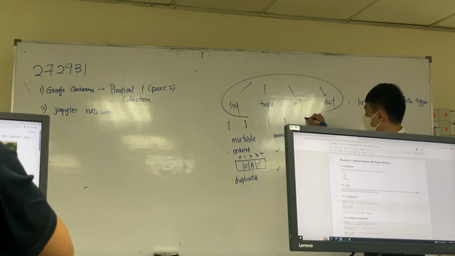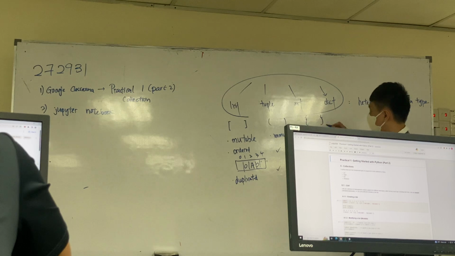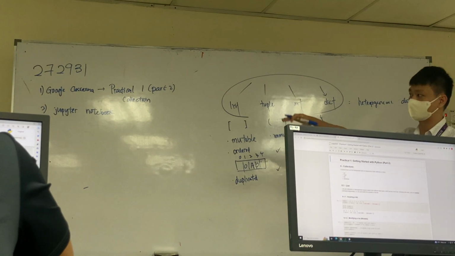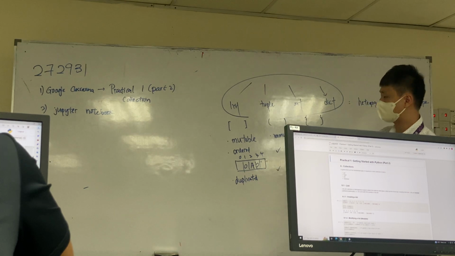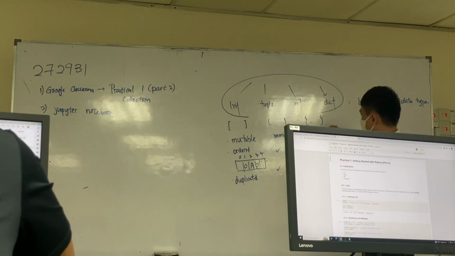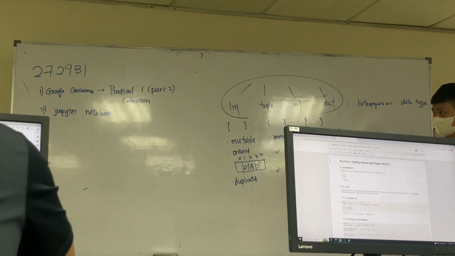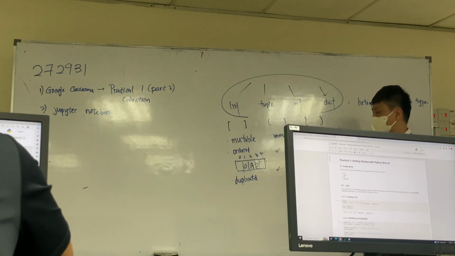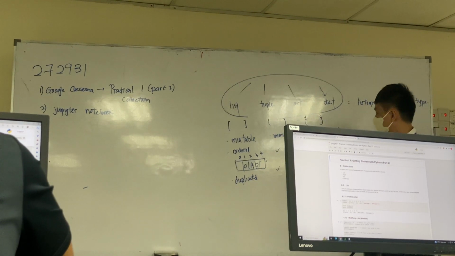Set, so we use curly brackets. Later on, you will see from the notebook that there is another way to declare this set, where you use the function called set. There's another way, so we will go through it later. The set is slightly different from the list and tuple. It's not ordered.